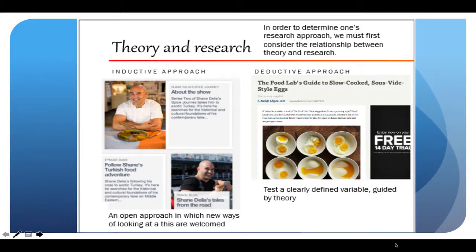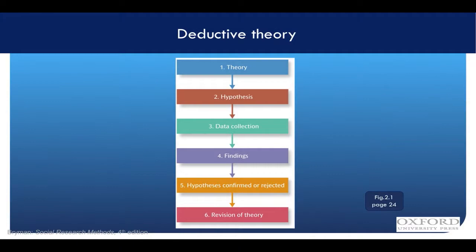In the deductive approach, you're testing a clearly defined variable. So your approach, your research, is really guided by the theoretical framework from the onset. And basically the whole process is whether or not the hypothesis holds or not. Another, and probably more formal, way of looking at this is put forward by Alan Bryman in his excellent book, Social Research Methods.